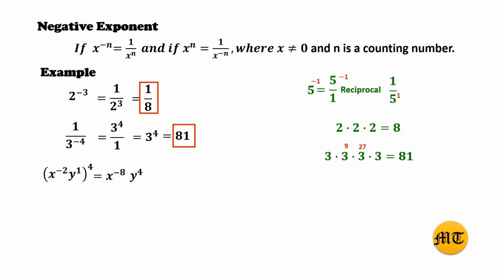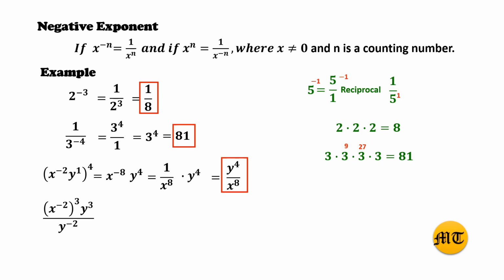Then, we need to transform the negative exponent into a positive. So, we have 1 over x raised to 8, multiplied by y raised to 4. Then, we need to multiply y raised to 4 into the numerator, which is 1. Then, the result is y raised to 4 over x raised to 8. That is now the answer. Let us have the last example.